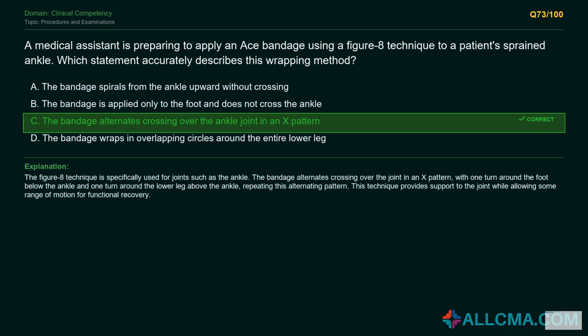The correct answer is C. The figure 8 technique is specifically used for joints such as the ankle. The bandage alternates crossing over the joint in an X pattern, with one turn around the foot below the ankle and one turn around the lower leg above the ankle, repeating this alternating pattern. This technique provides support to the joint while allowing some range of motion for functional recovery.